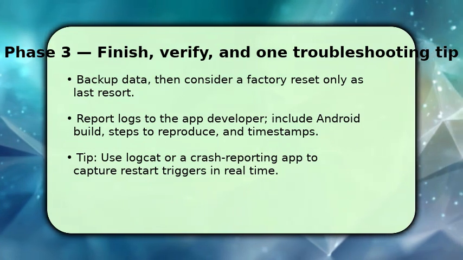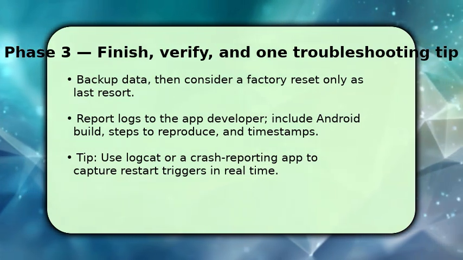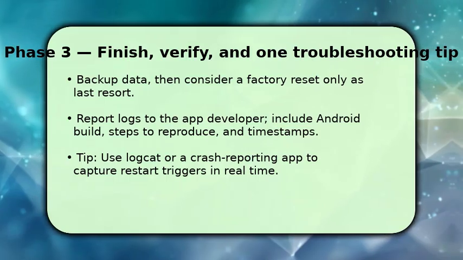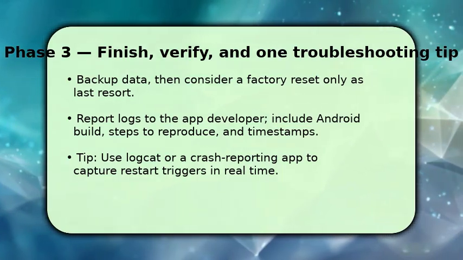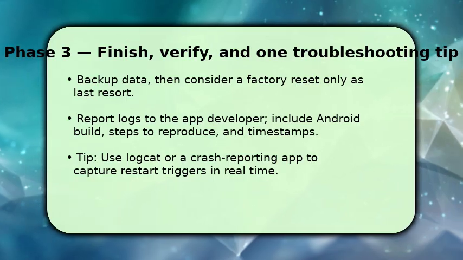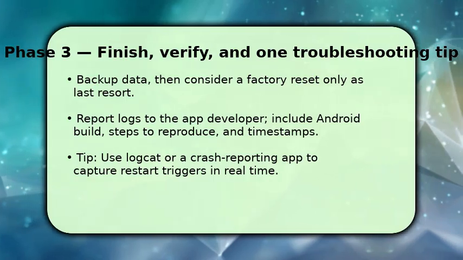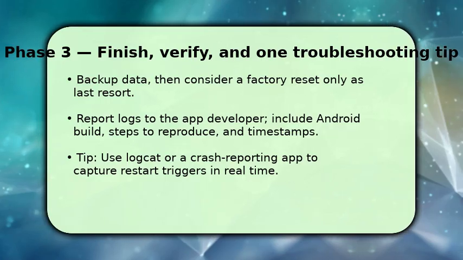If all else fails, a factory reset can clear deep system corruption, but use it only after backups and after testing on another device if possible. Contact the app developer with detailed logs, Android build, and reproduction steps so they can patch the bug.